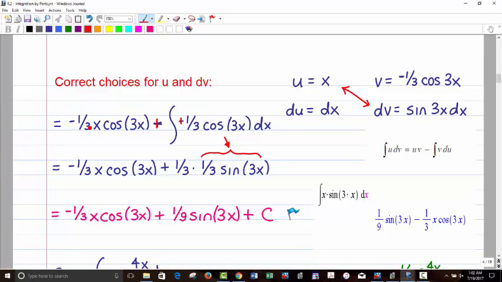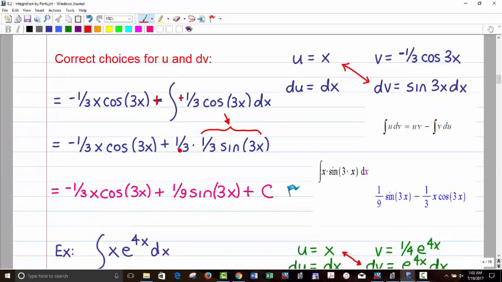uv would be negative 1/3 x cos of 3x minus the integral of v du, which is negative 1/3 cos of 3x dx. Now, since they're two negatives, I just made them positive. The 1/3, obviously, you can pull outside the integral if you want to. But now, see, the x has gone away, so we're just integrating cos of 3x. So this generates then a 1/3 sine of 3x, in addition to the 1/3 we had right there. So in the last step, all I have to do is multiply the two 1/3s together to get 1/9, tack on a c, and there we go.